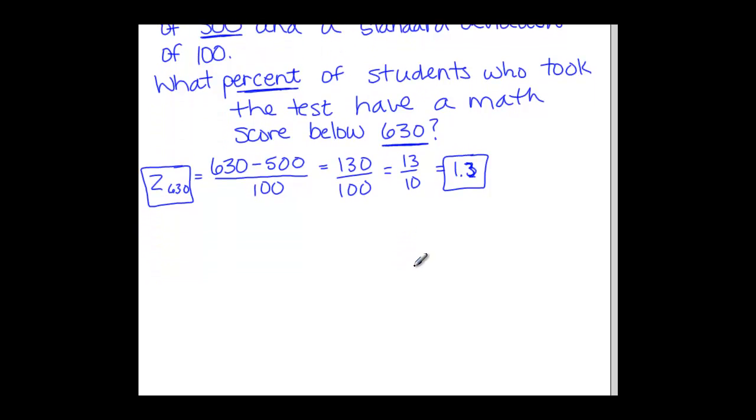So let's look at that on the curve, and then we'll look to our table to see what area is associated with it. But on our standard curve, remember that the mean is in the middle with a z-score of 0. So z-score of 1.3 doesn't matter exactly where you put it, but we know it's to the right of the mean. And it says what percent of students who took the test have a math score that is below 630. So that would be below. Remember that this was the data piece 630. It has a z-score of 1.3. So we're looking for this area.